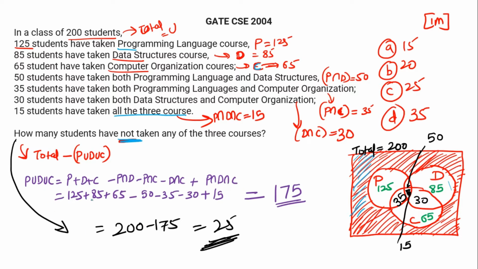Now if we put all of these values in this equation, we get 175. So this whole area is of 175 students. So P union D union C is 175. To get the students who took none, we just have to subtract this area from the total, which is 200 students. 200 minus 175 is 25. So this will be the answer for this question.